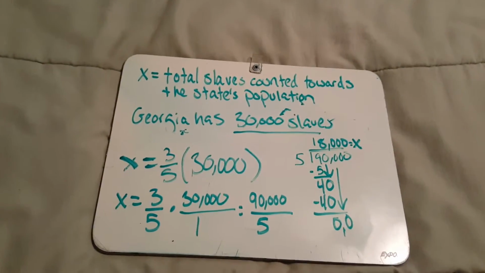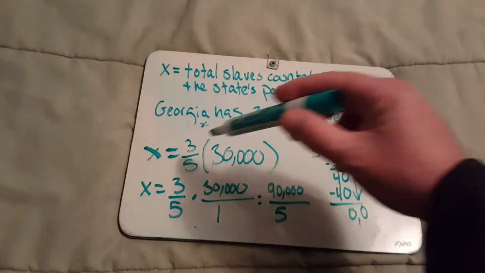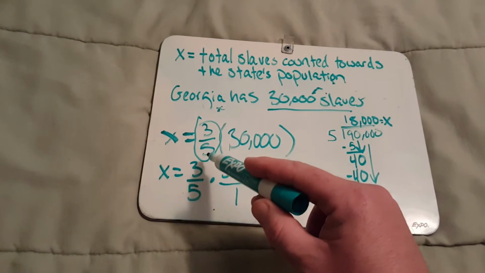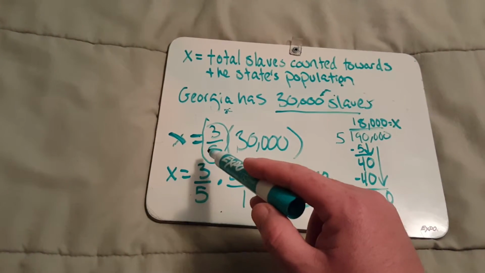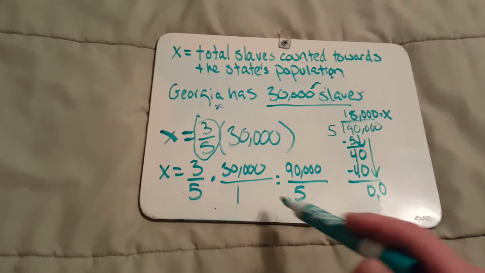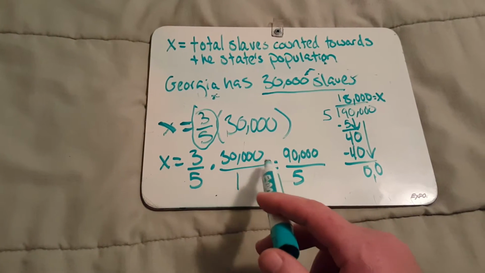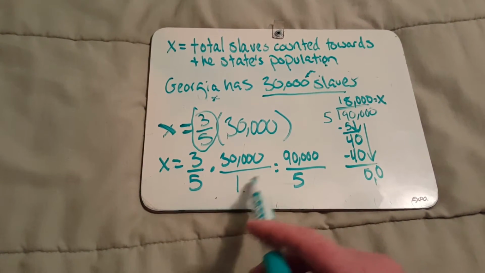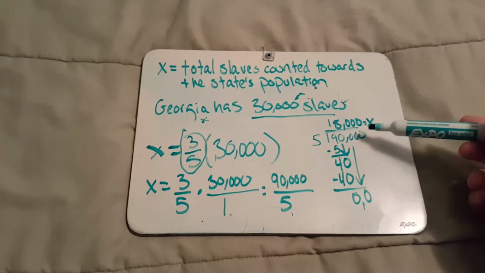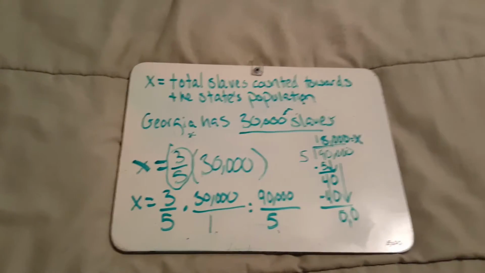Real quick, how we got that? Georgia has 30,000 slaves. The Continental Congress came up with the 3/5 clause. So, to find out X, you're going to multiply 3/5 times 30,000. That is, X equals 3 over 5 times 30,000 over 1 equals 90,000 over 5 now. Simple division gives us 18,000.